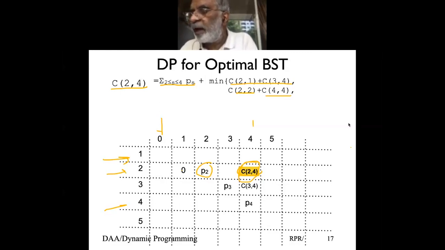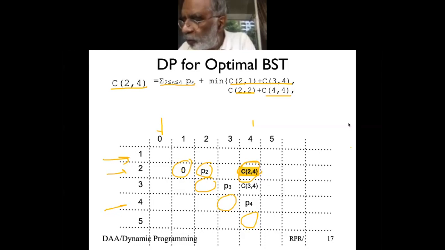C21 is this, and we know from previously that C(I, I minus 1) is 0, and because this is 0, this item would be 0. Similarly, C32 would be 0. Similarly, C43 would be 0. And similarly, C54 would be 0.